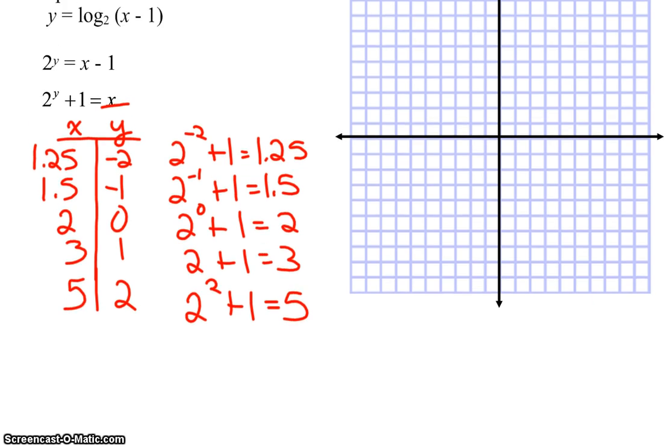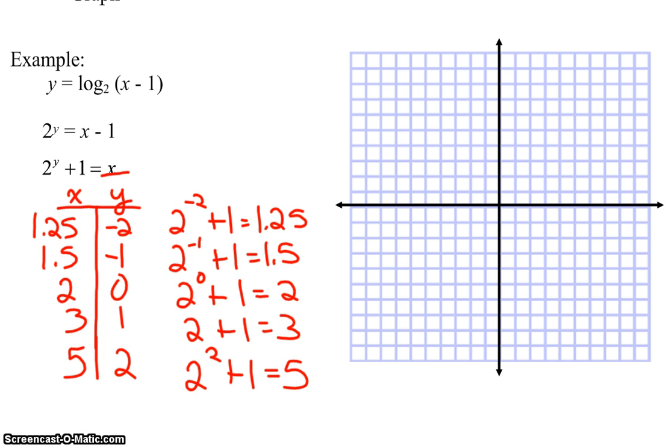So this is what my graph looks like. 1.25, just a little bit more than 1, negative 2, 1.5, negative 1, 2, 0, 3, 1, and 5, 2.